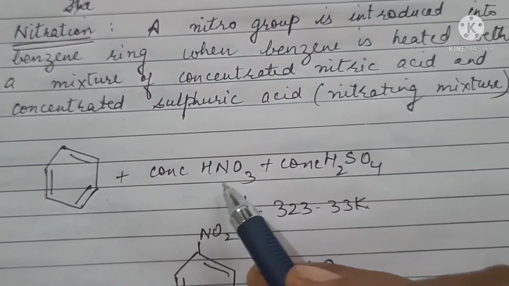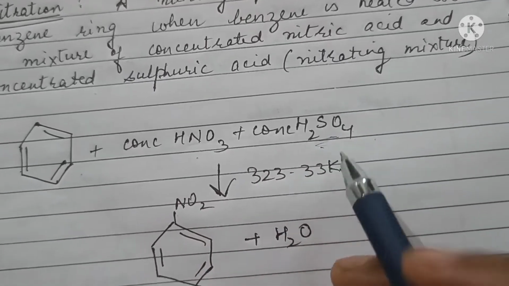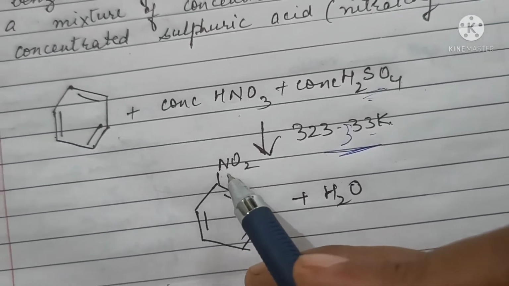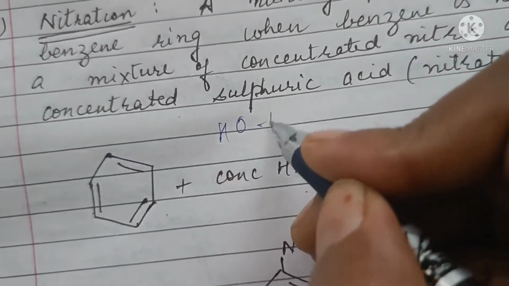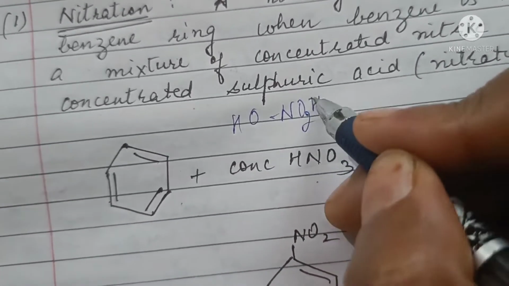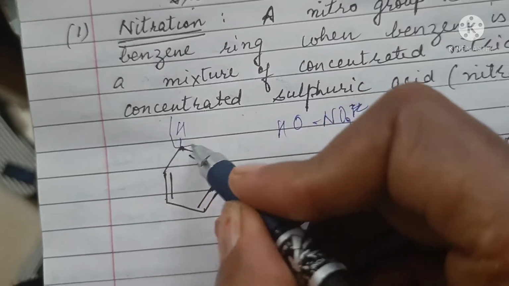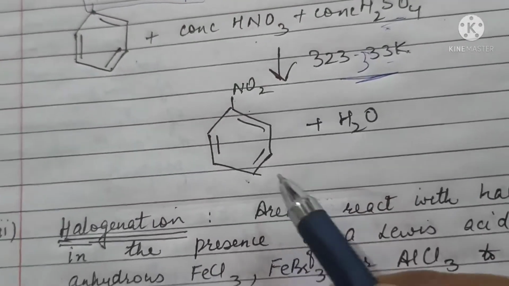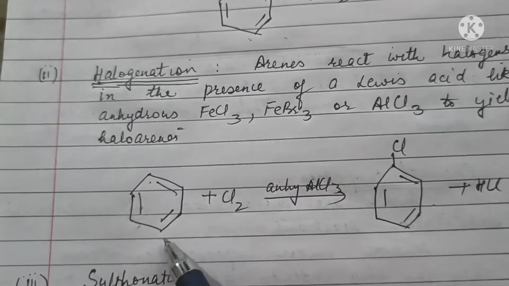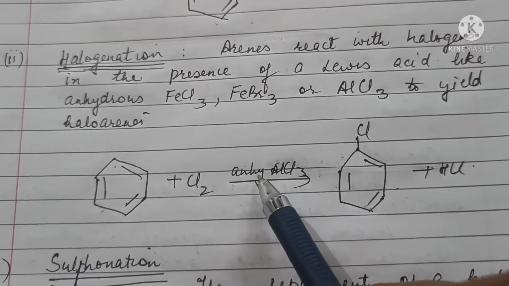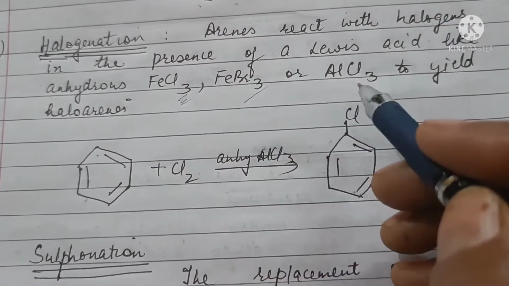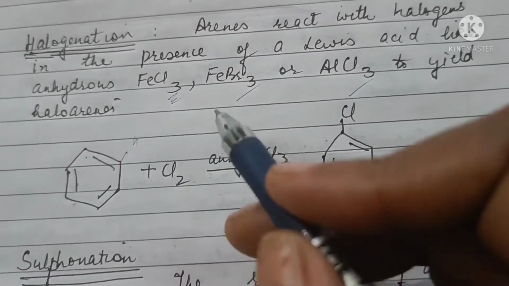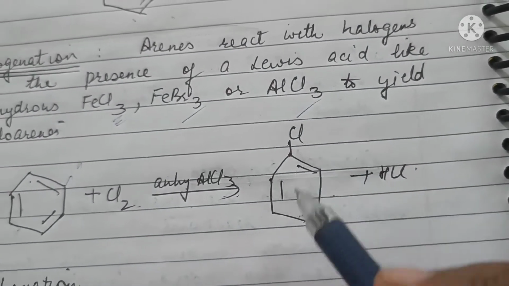So when benzene is heated with a mixture of concentrated nitric acid and sulfuric acid at a temperature of 323 to 333 Kelvin, the nitro group gets attached. The H of benzene will combine with OH of nitric acid to form water, and the NO2 group gets attached, so nitrobenzene is formed. Similarly, arenes, when reacted with halogens in presence of a Lewis acid such as FeCl3, FeBr3 or AlCl3, the H will combine with Cl to form HCl and Cl gets attached in its place, so chlorobenzene and HCl are formed.